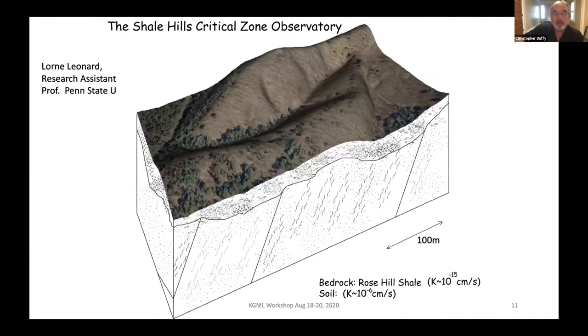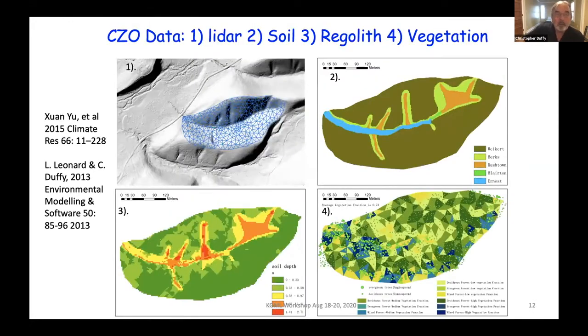It's a shale, under deeply dipping shales with regoliths, where most of the water accumulates as groundwater. The models I'll talk about in a moment use an unstructured grid. The upper left is a LiDAR image, 0.5 meter LiDAR over the watershed. The upper right is the soil type. The lower left is the soil depth, and the vegetation is figure 4.